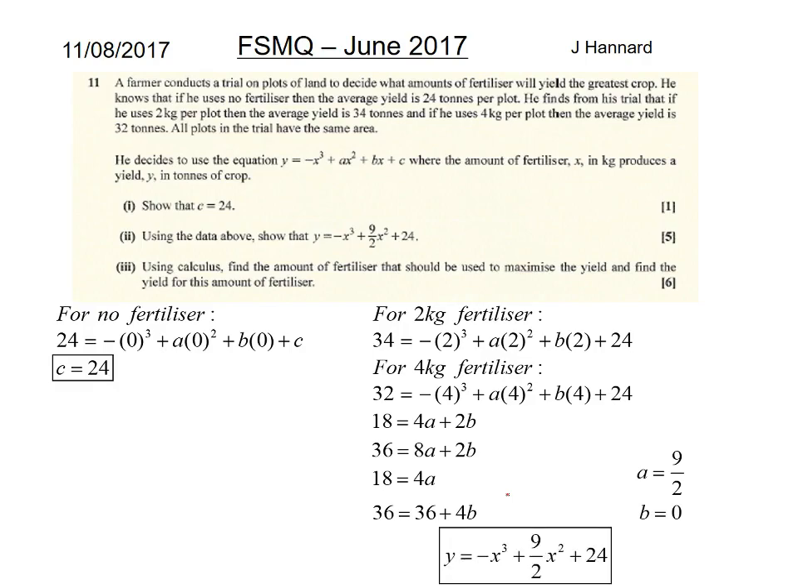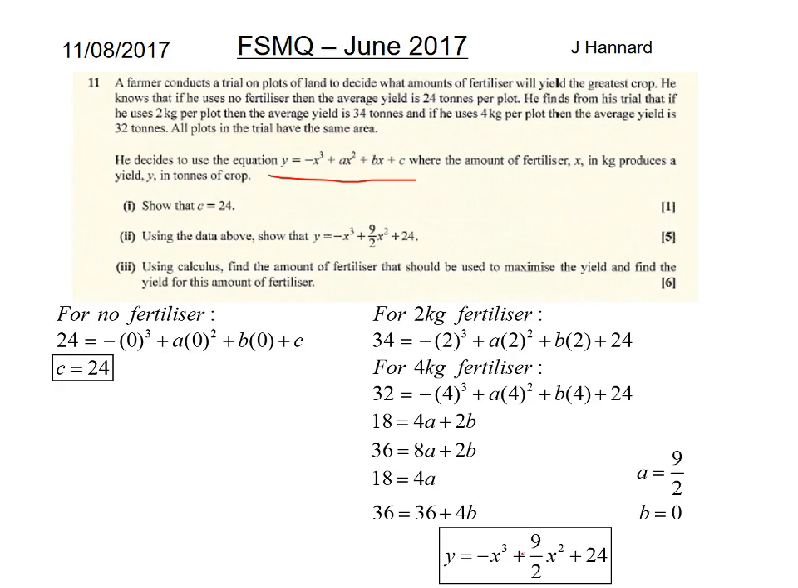So putting that information back into this up here, we know what c is, we know what a is, we know what b is, so it's y equals minus x cubed plus 9 over 2 x squared plus 24, which is exactly what the examiner wanted. So using calculus, find the amount of fertiliser that should be used to maximise the yield and find the yield for this amount of fertiliser.